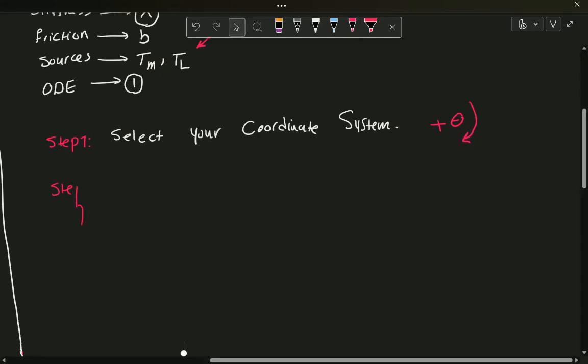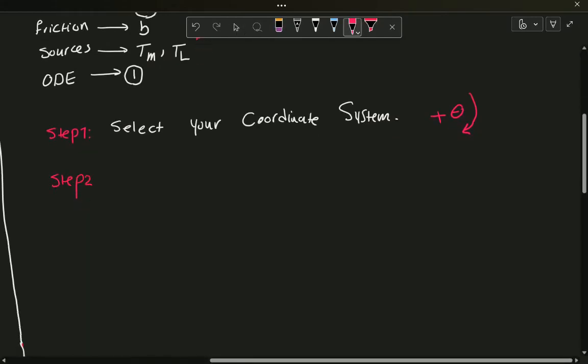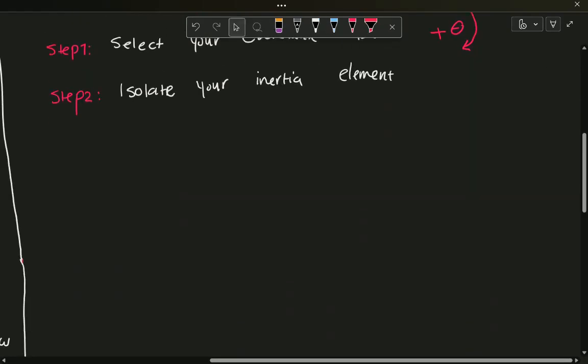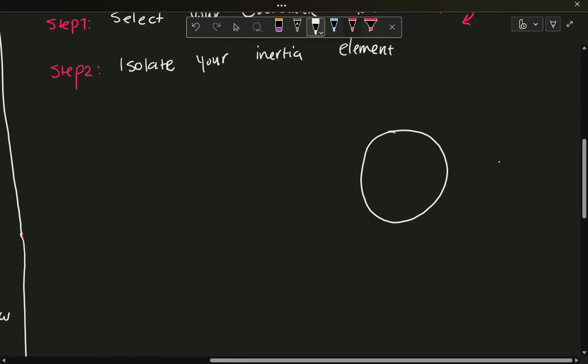Step 2 is to isolate your inertia elements. What do I mean? Grab it, disconnect it, and throw it on a piece of paper. So this is going to be plus theta going clockwise direction. And I'm just going to isolate that one.